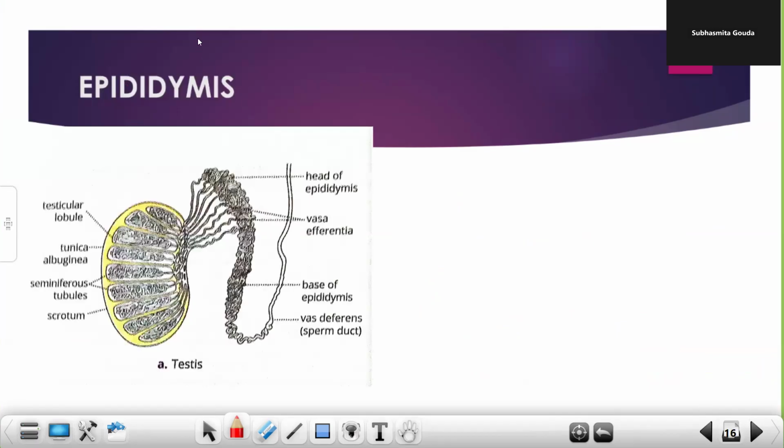Next is the epididymis. It is a long tube-like structure. Okay. And its length is about 6 meters, and it's a highly coiled structure. This is the epididymis. The total area is the epididymis. It starts from here to here. Okay. And it's a highly coiled structure that remains attached to the testes and lies within the scrotal sac. It lies in the scrotal sac.